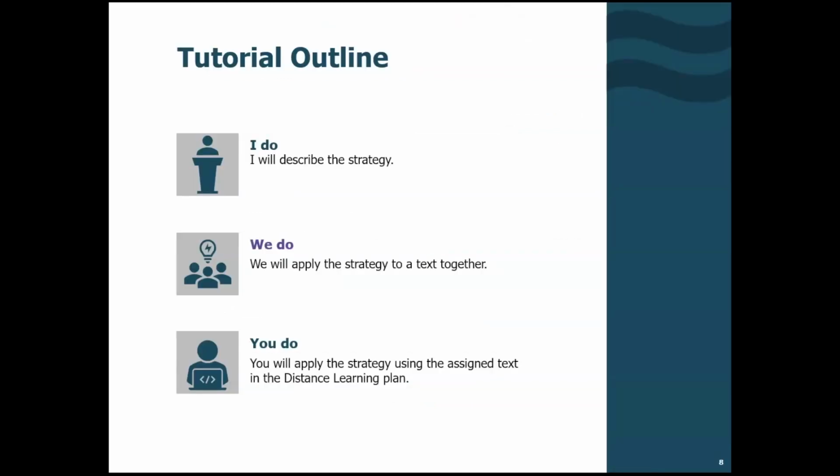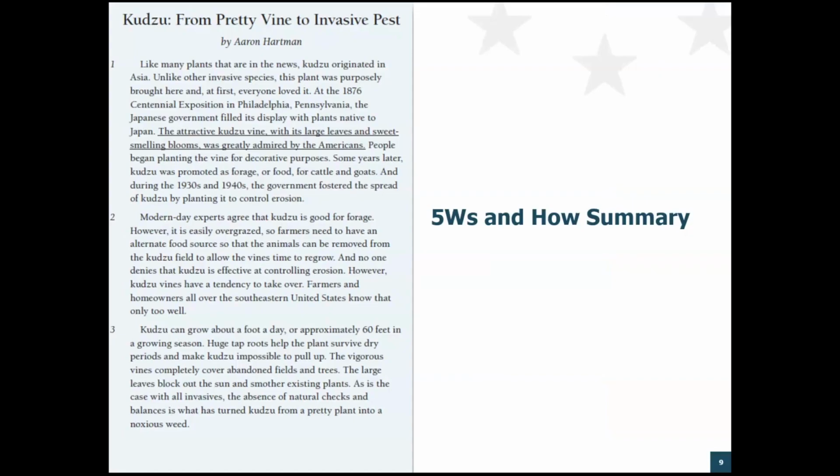So now let's apply the strategy to a text together. We'll read the text Kudzu, From Pretty Vine to Invasive Pest by Aaron Hartman. I'll read the text aloud, and then you'll read the text individually and pause the video to try to identify the 5 W's and write a summary.